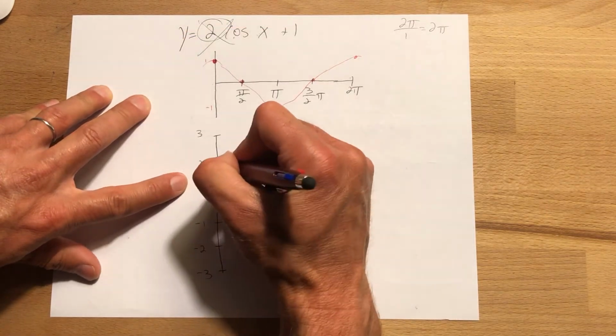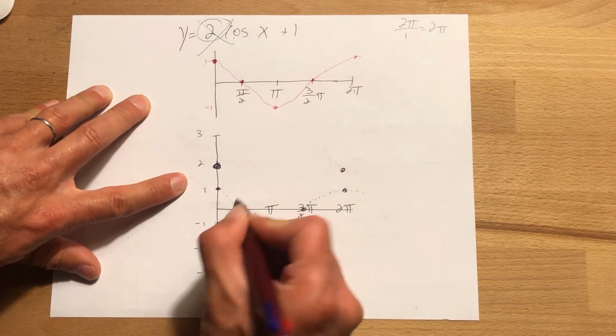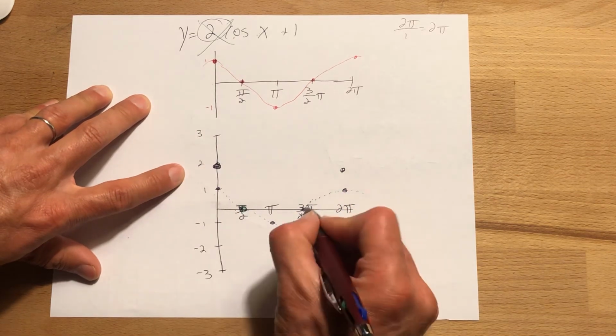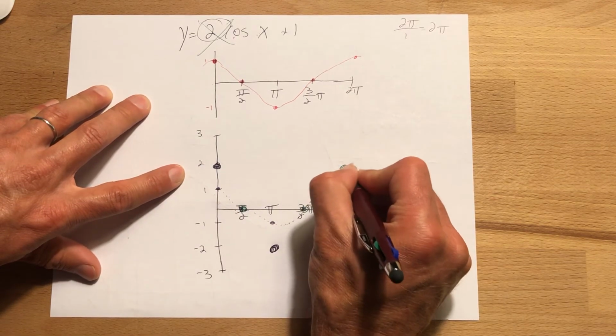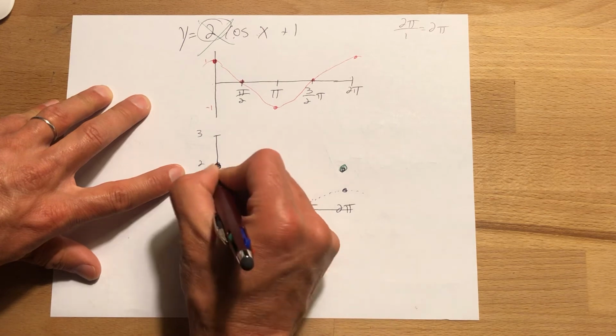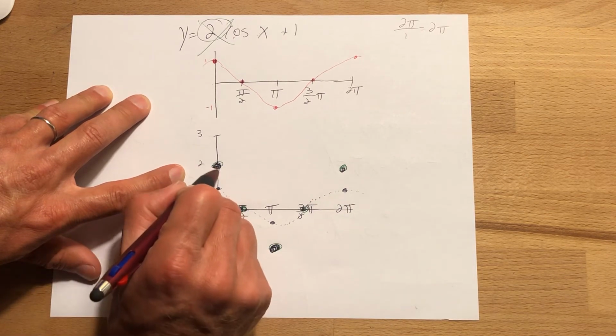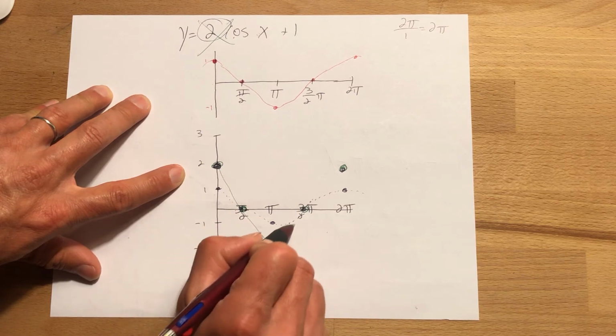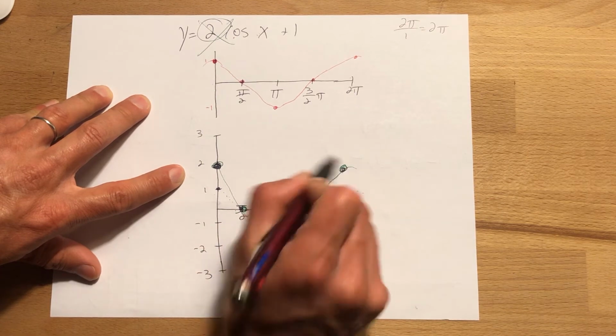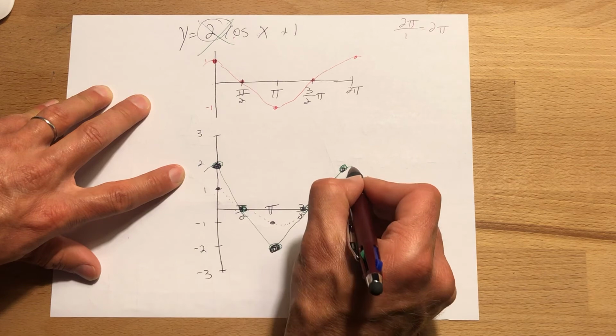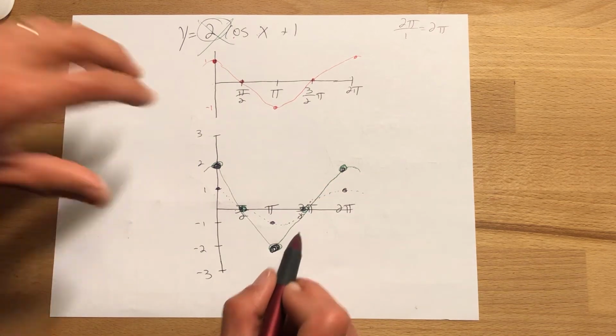Now I'm going to graph this with my new points. So these are my new points because the amplitude tells you how much it goes up and down. So here we go. And then I would repeat. So here I am so far.